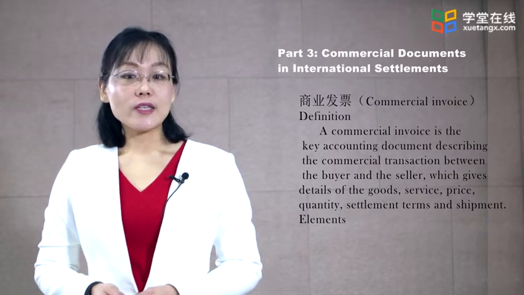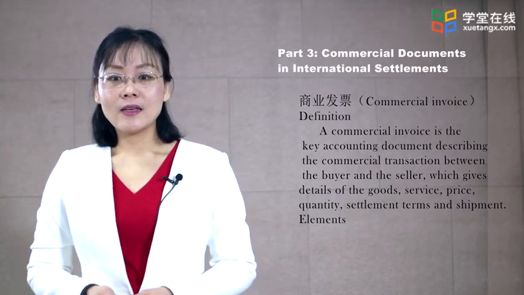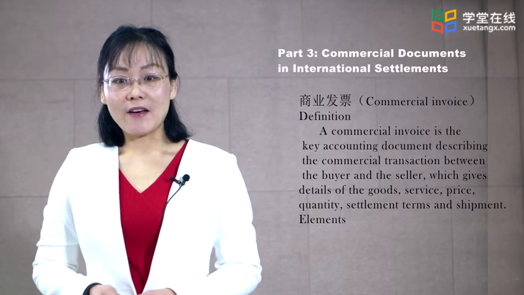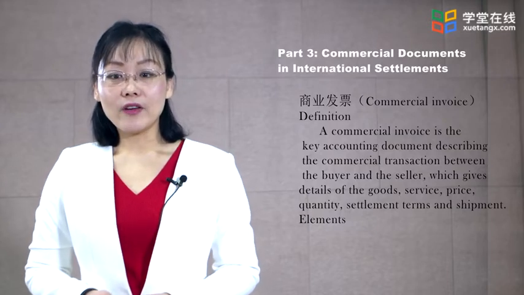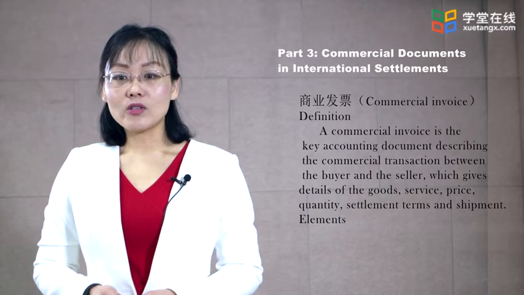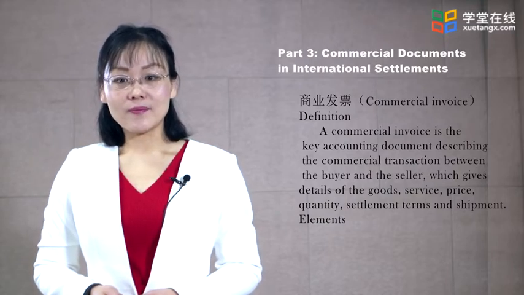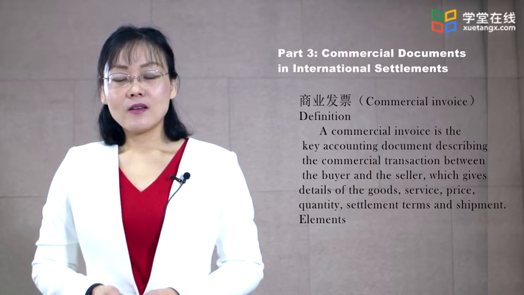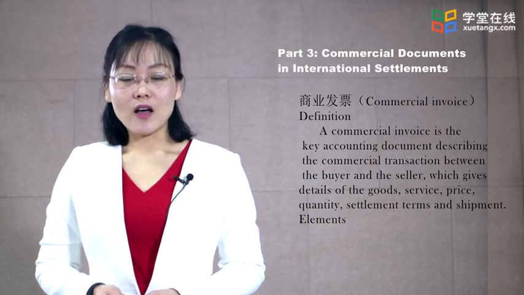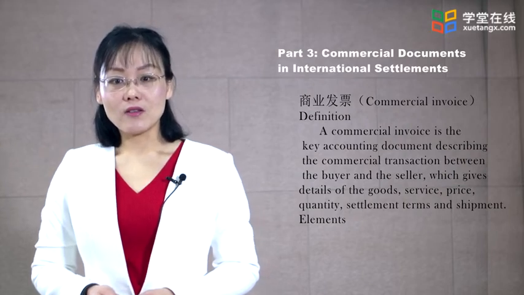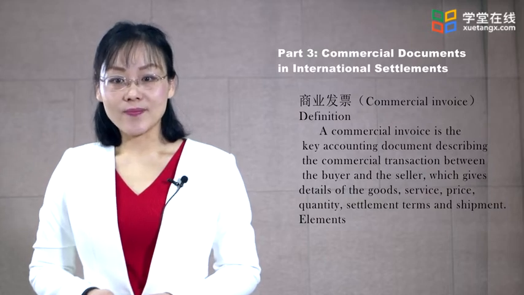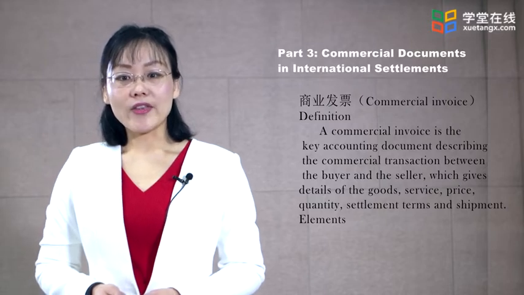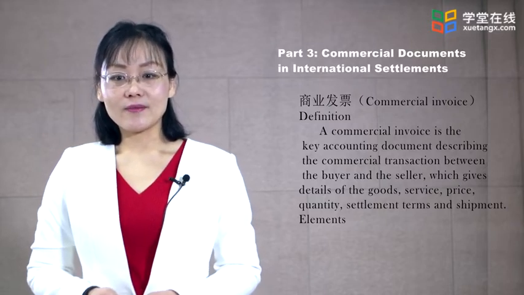According to UCP 600, a commercial invoice must appear to have been issued by the beneficiary and made out in the name of applicant in the same currency as the credit. The description of goods, services, or performances in a commercial invoice must correspond with the appearing in the credit.